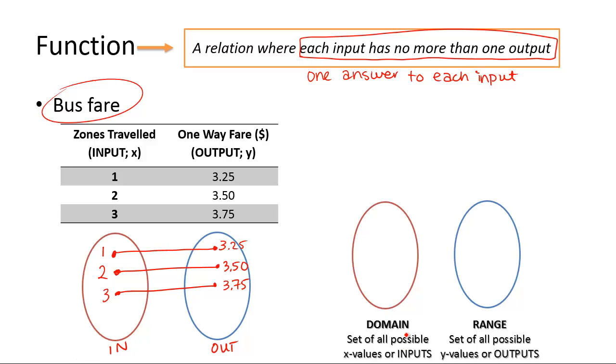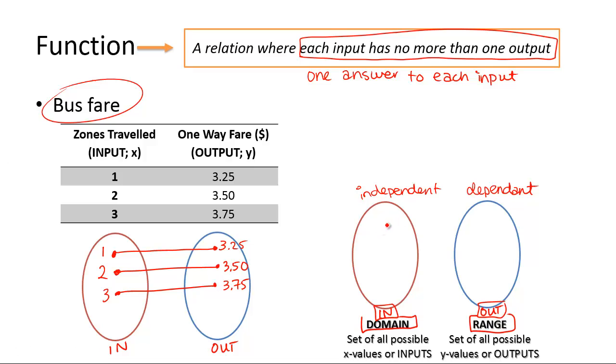And also the inputs, the set of all the inputs is called the domain. And the set of all the outputs is called the range. And remember, the inputs are independent and the outputs are dependent. So the outputs are always depending on the independent variable. So the price you pay depends on how many zones you've got. So these are examples of functions in particular.